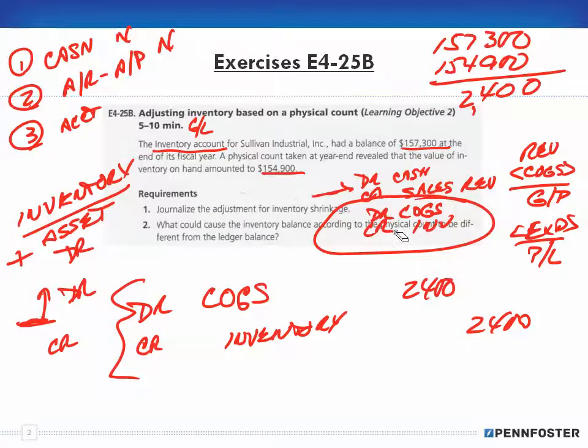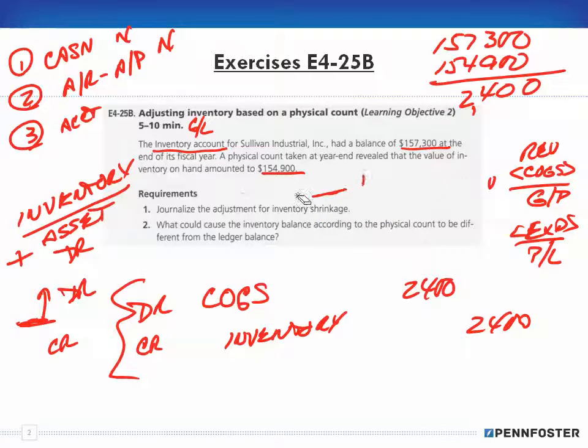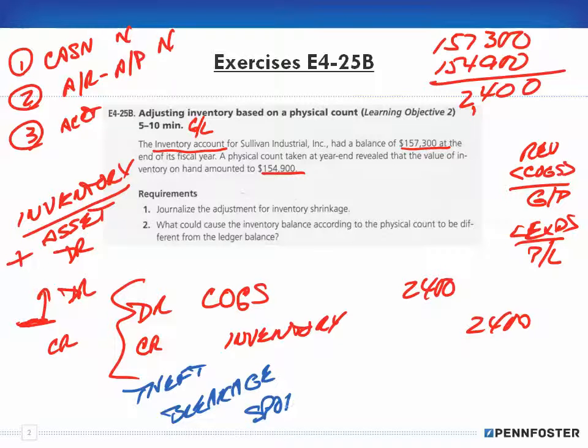Now the question then says, what could cause the inventory balance according to the physical account to be different from the ledger account? Okay, as I had said, it could be things like theft, breakage. It all depends upon the item. Spoilage, like in the case of milk, all right?